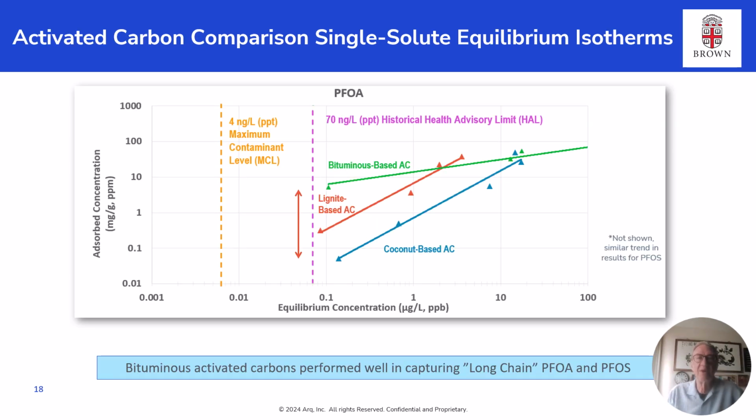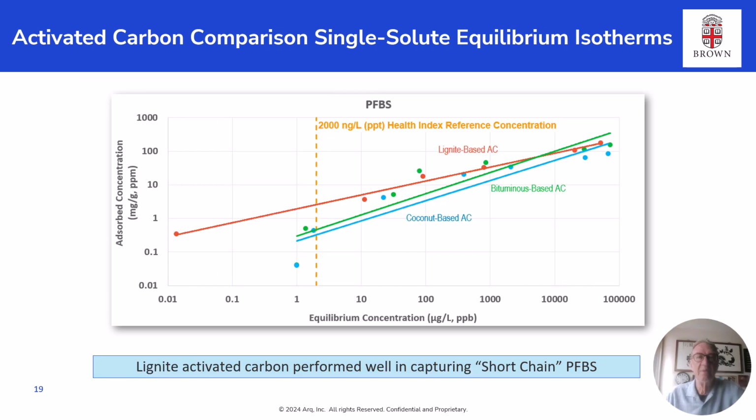With this data by activated carbon type, we can see the difference in capturing the long-chain PFOA molecules. This shows bituminous would require 100 times less activated carbon to reach the equilibrium concentration. Bituminous is capable of capturing 9 milligrams per gram of carbon versus 0.09 milligrams per gram for the coconut. Looking at short chain PFBS, lignite performed better, but all three activated carbons performed fairly well.